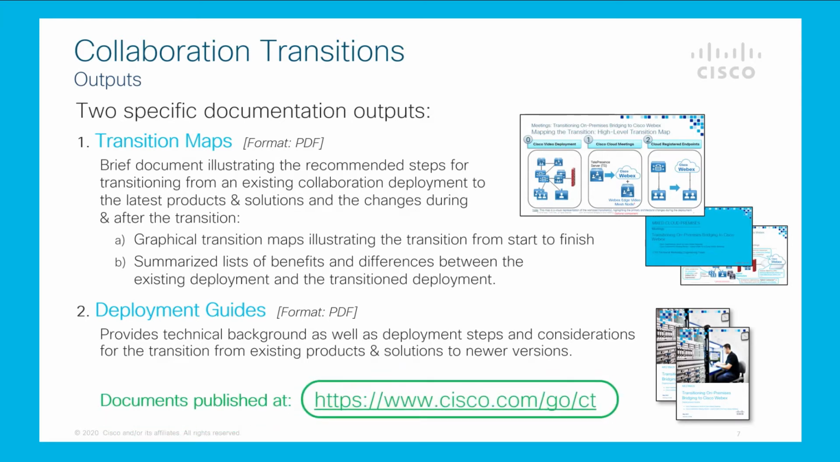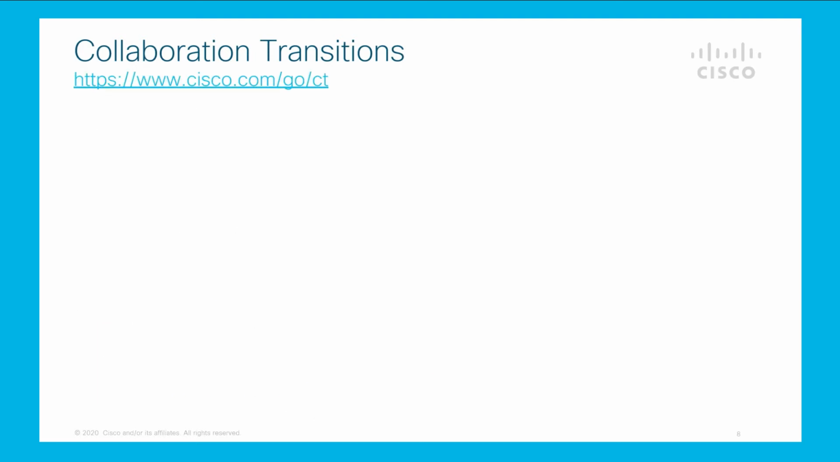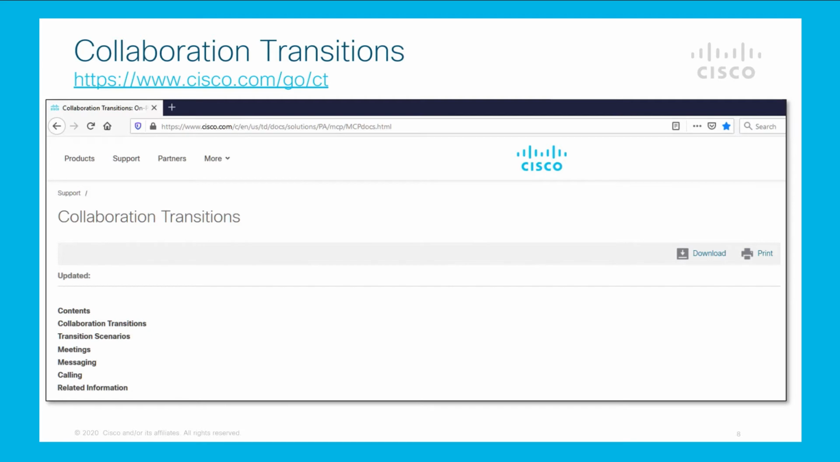Both of these documents are published for each validated transition scenario at the program website, which you can find at www.cisco.com/go/CT for collaboration transitions. Here's the Collaboration Transitions Program landing page. Again, it's available at www.cisco.com/go/CT, where you can find the transition documents.